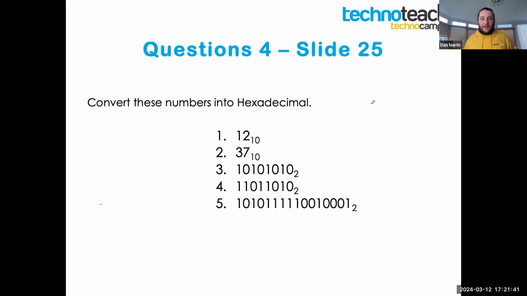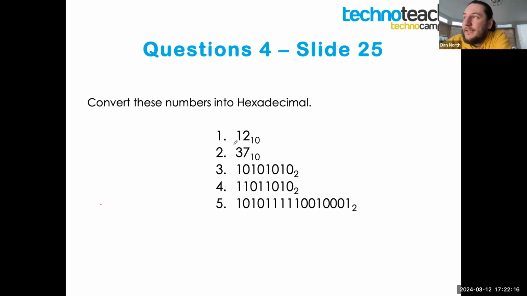Fab. Well done, Amman. Yeah, you're spot on there. So the first one is C. Okay, when you've got a nice small decimal number, you don't really have to go through the process of converting it into binary first, because you know that hexadecimal counts up to 16 or 15. So you could just work that out straight off the bat. We don't have a symbol for 10, so that's A, 11 is B, so 12 is C.